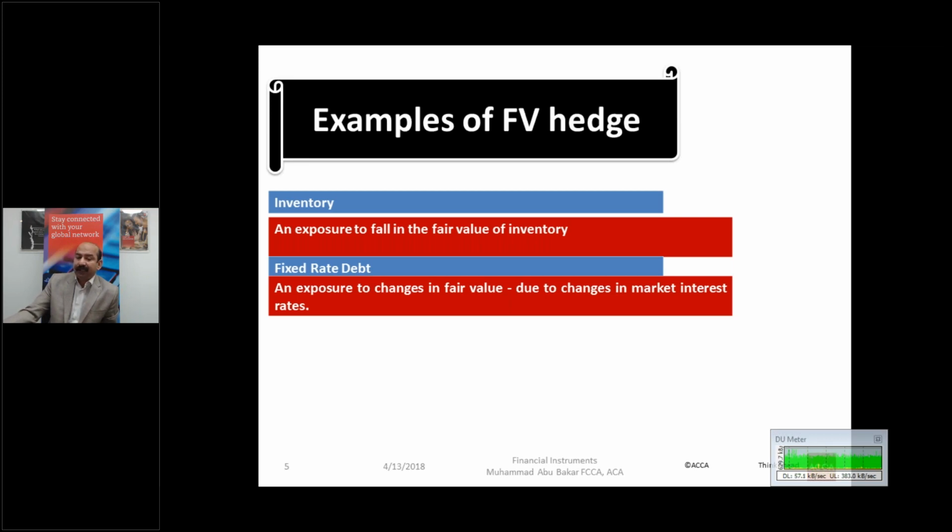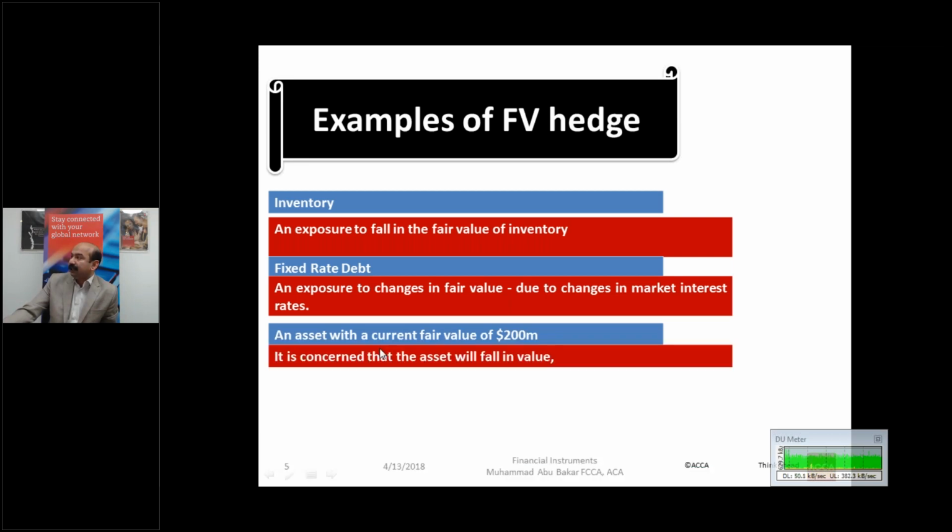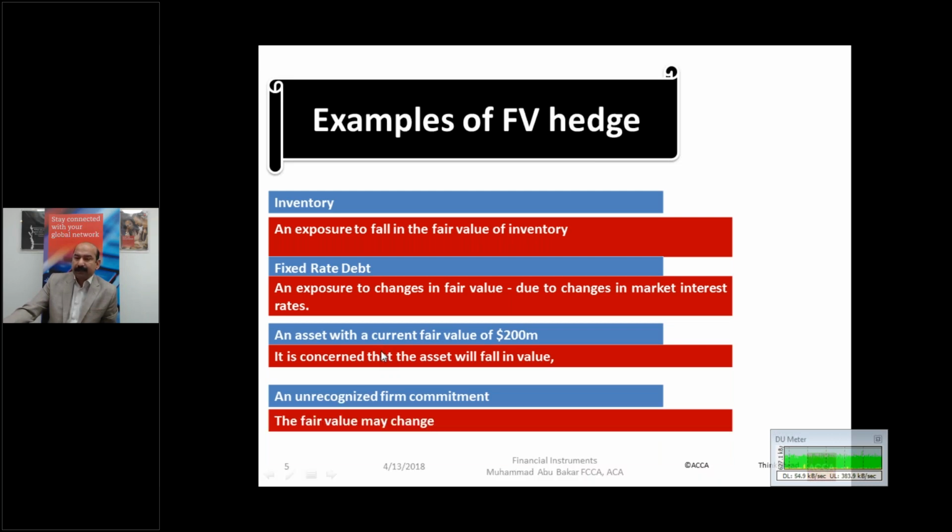You tied the fair value of your interest payment to market rates. Then an asset with a current fair value of, say, 200 million, and you are concerned that the asset will fall in value. And an unrecognized firm commitment, where the fair value may change. Simply, when you try to hedge something which is fixed for floating, then your hedging will be classified as a fair value hedge.